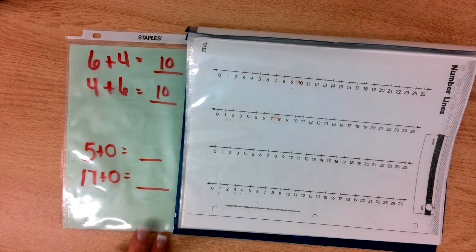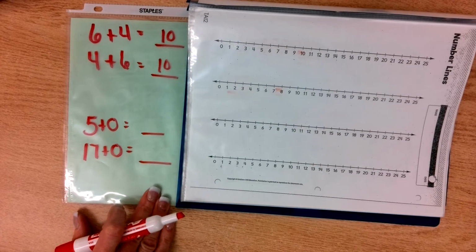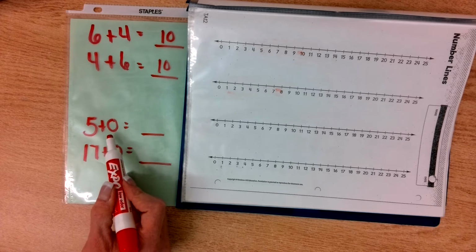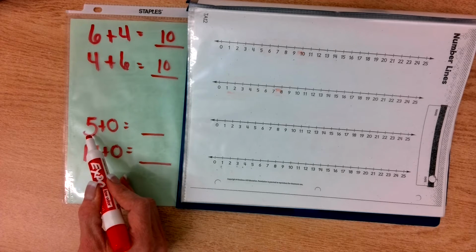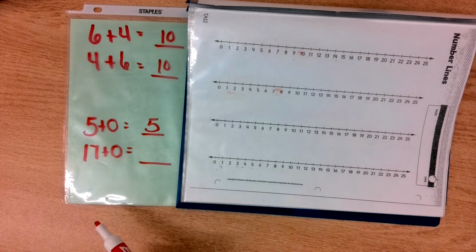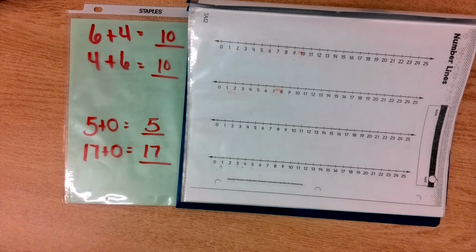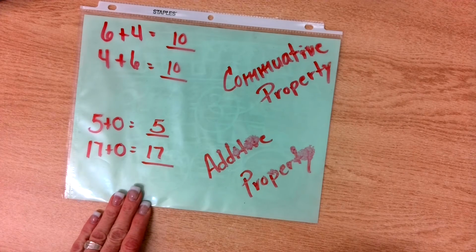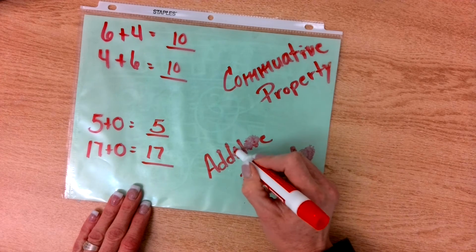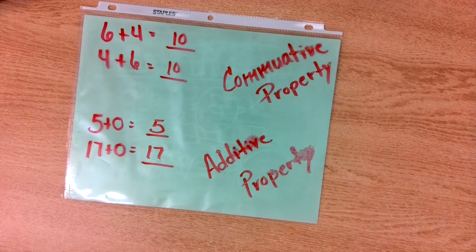So today I want to introduce you to the additive identity. The additive identity is when you are adding a number to 0. It stays that number. So 5 plus 0 is going to stay 5, and 17 plus 0 is going to stay 17. And we call that the additive identity. So you got the commutative property and the additive identity. Here, I'll show you. Commutative property and the additive identity, not property.